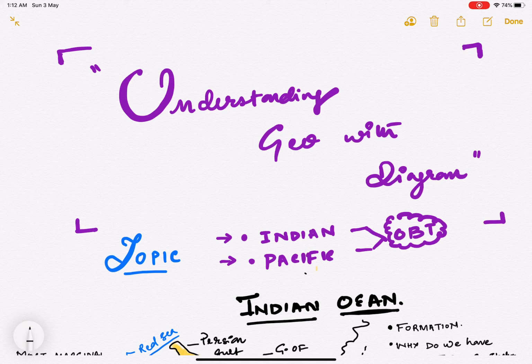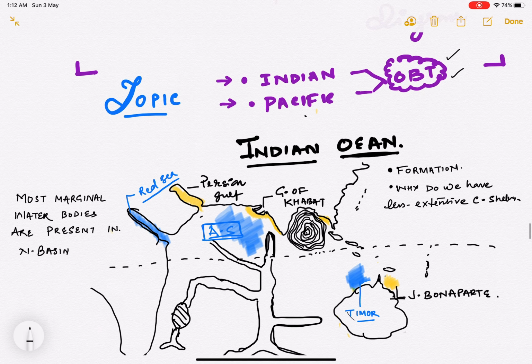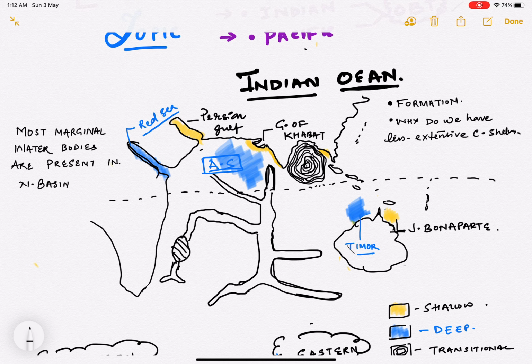Today we'll be talking about the Indian Ocean Basin topography and the Pacific Ocean Basin topography. First, let's go for the Indian Ocean. As we can see, the Indian Ocean is a half ocean. Half ocean means that, unlike the Atlantic and the Pacific, the Indian Ocean doesn't have a north-south extension. Rather, it has been blocked. Blocked by what? The Indo-Australian plate.